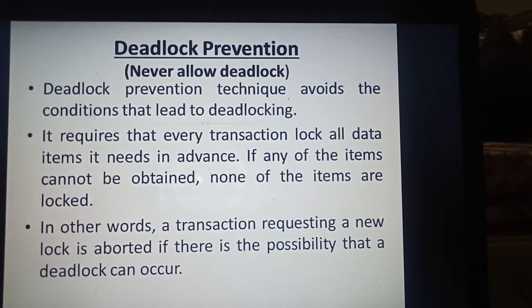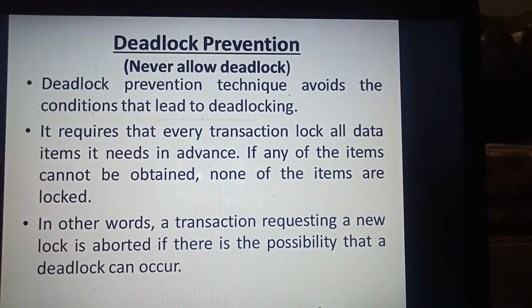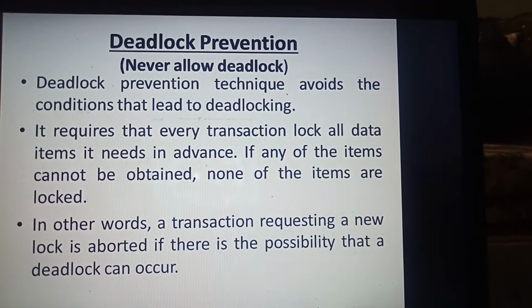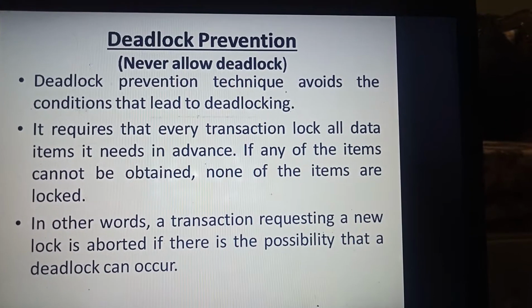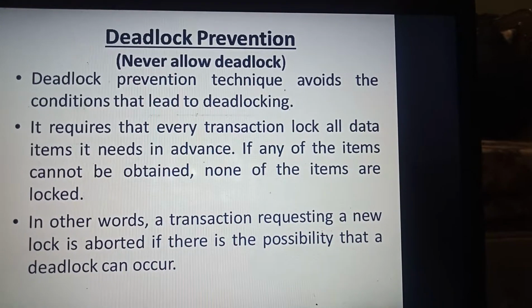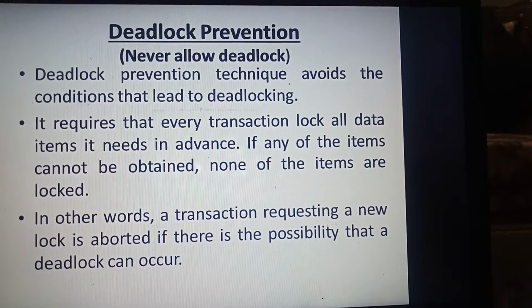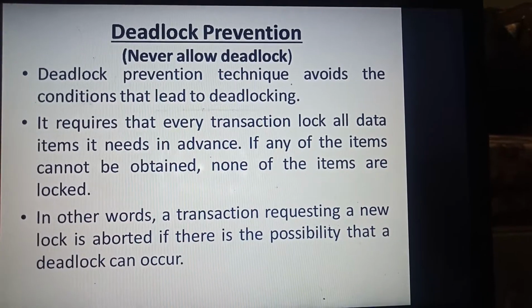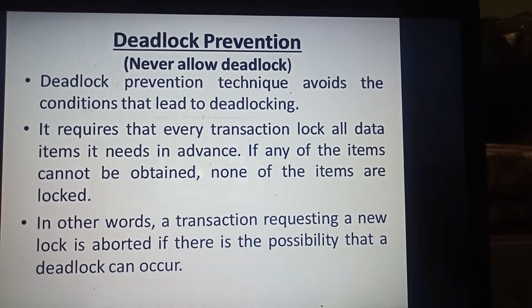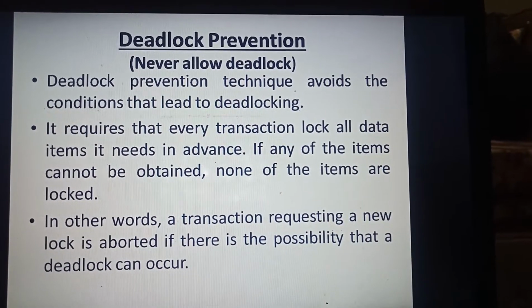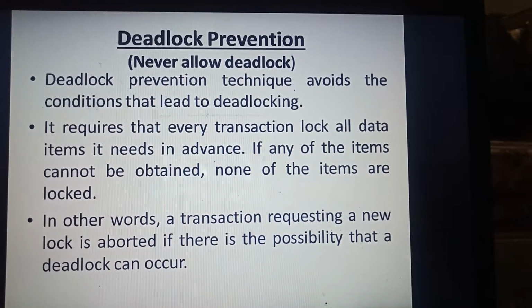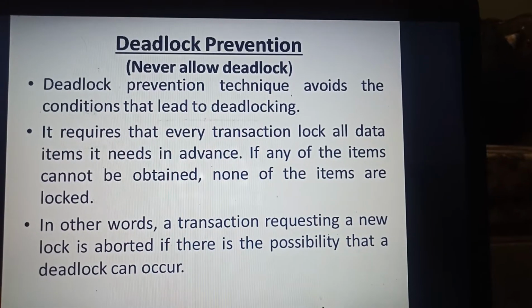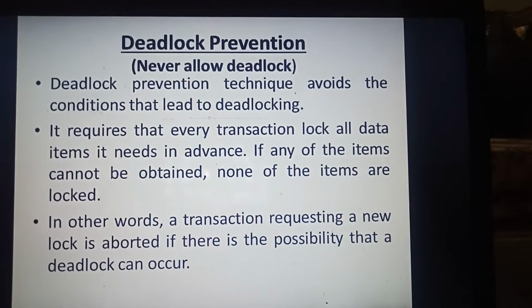So first is deadlock prevention. It means never allow deadlock. So deadlock prevention technique avoids the conditions that lead to deadlocking. It requires that every transaction lock all data items it needs in advance. And if any of the items cannot be obtained, none of the items are locked. So in other words, a transaction requesting a new lock is aborted if there is a possibility that a deadlock can occur.